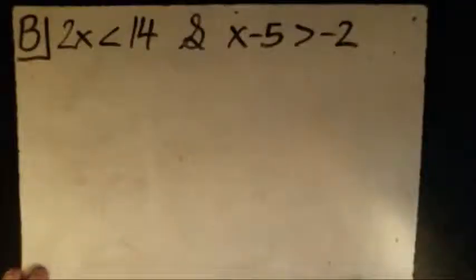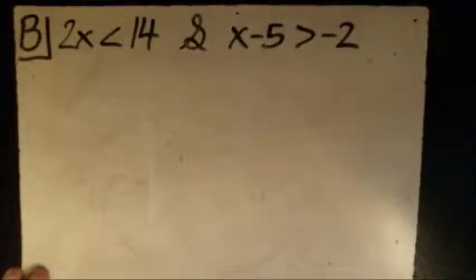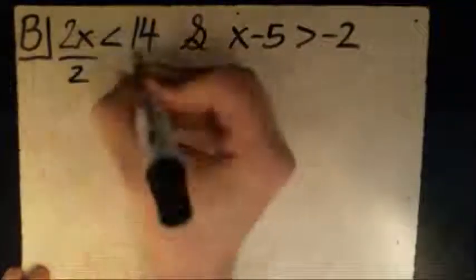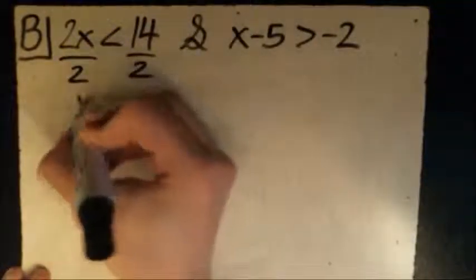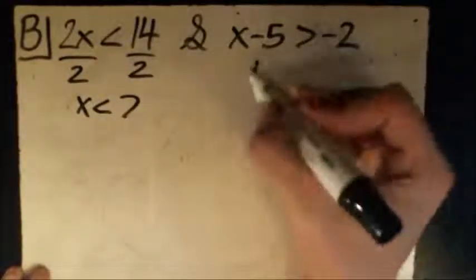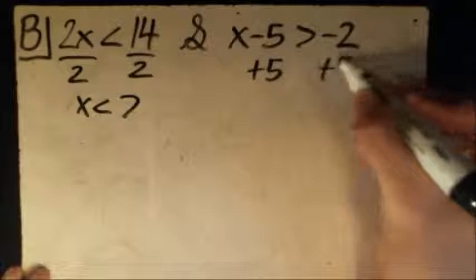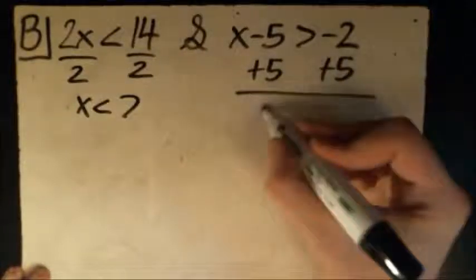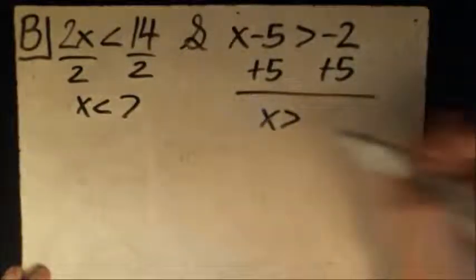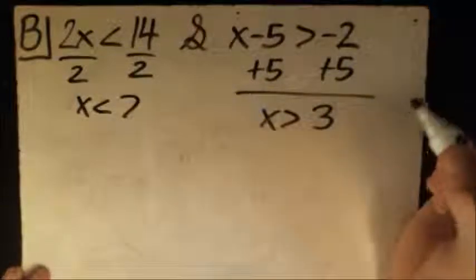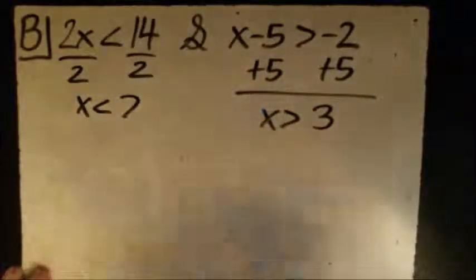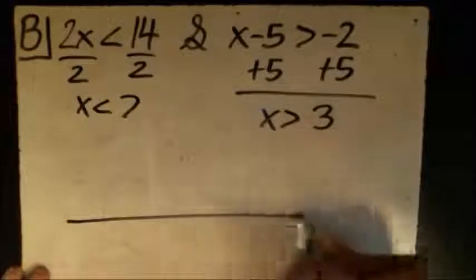All right, so for B, we've got 2x is less than 14, and x minus 5 is greater than negative 2. So once again, I want to solve for both equations. I want to divide both sides by 2. So I get x is less than 7. And I need to add 5 to both sides over here to get x by itself. So I'm left with x is greater than negative 2 plus 5, which is 3. So here are my 2 equations: x is less than 7 and x is greater than 3.